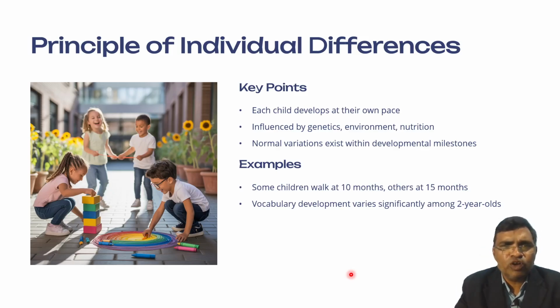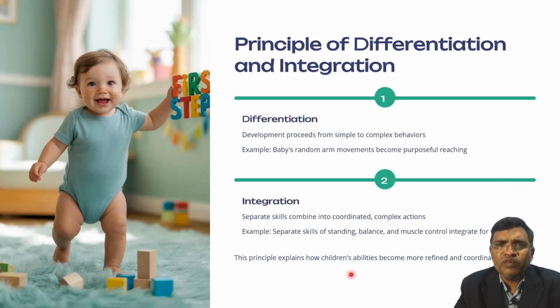So this is the principle of individual differences. Then principles of differentiation and integration. Differentiation means development proceeds from simple to complex behavior. For example, a baby makes random arm movements before purposeful reaching. So randomly they move the hands, then purposefully they capture something like that.